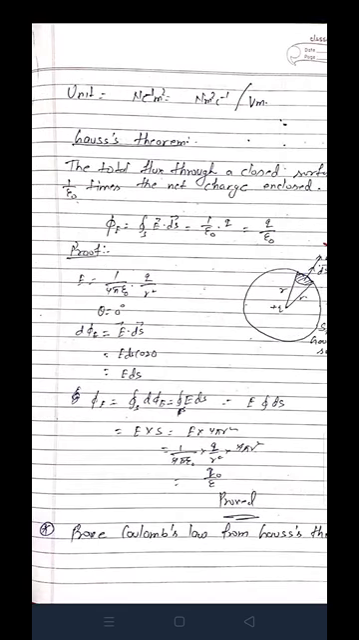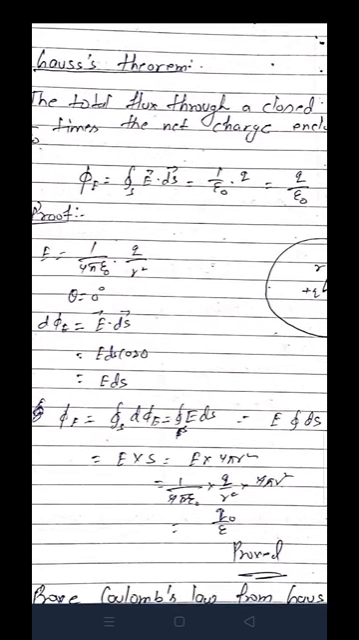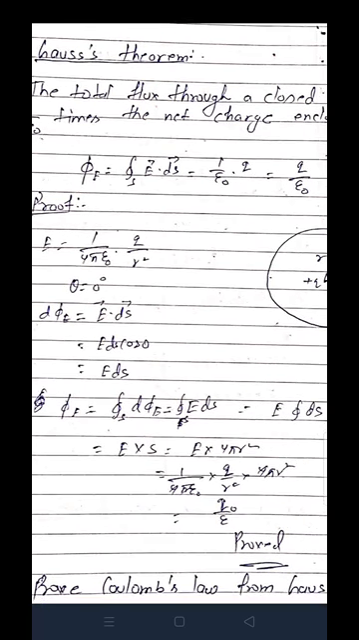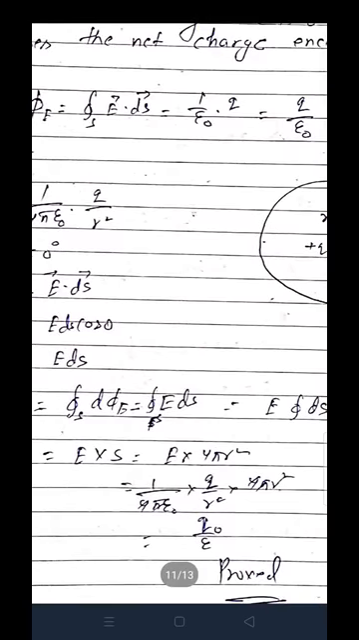4 pi r square. Okay, so at the place of electric field, we can put 1 by 4 pi epsilon naught q by r square, and 4 pi r square is the area of the sphere. So 4 pi will be cancelled, r square will be cancelled. What are we getting at last? Q by epsilon naught. Proved. That was the Gauss theorem only, and we proved it with the help of electric field.